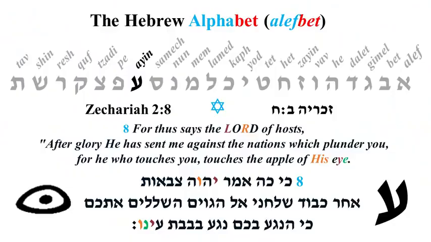Okay, we're going to leave you with this last one, Zechariah 2:8. For thus says Yahweh of hosts, after glory he has sent me against the nations which plunder you. For he who touches you touches the apple of his eye. Here, this is the Messiah speaking, and he is talking about Israel. God bless Israel, the apple of God's eye.